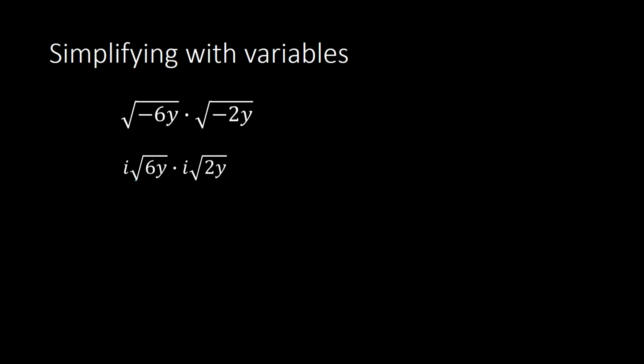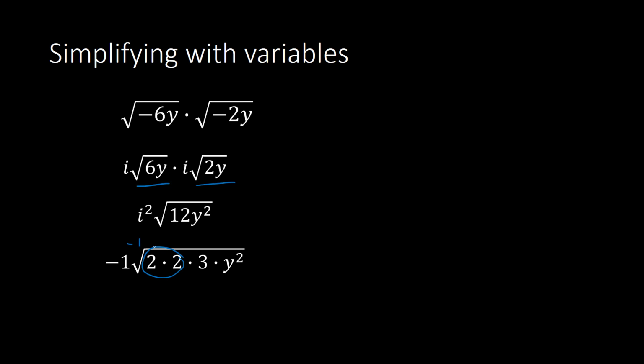And then from here, I can take i times i to get i squared, and then I can combine the two radicals, 6y times 2y, combined into one, I get 12y squared. Now the i squared is the same thing as negative 1, and then the square root of 12, I can simplify. So I can break apart the 12 as a product of 2 times 2 times 3. And now I can pull out groups of 2 items. Here we have two 2's. So I can pull out one 2.